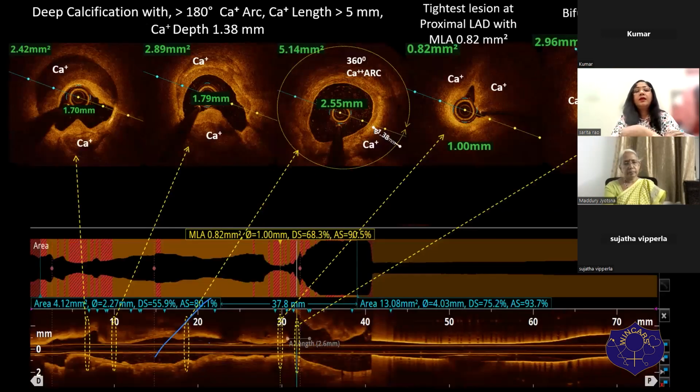Okay. Now, at this point, we knew that if I take only a rota, it's going to take care of the superficial calcium. Also, this is a big sized vessel. So I'm going to go in with a rota and probably need to upsize it and probably also take IVL because he has deep calcium also.